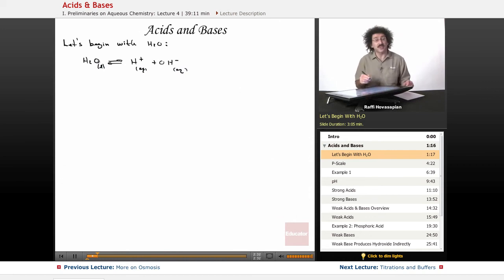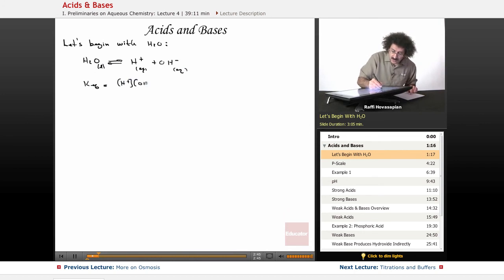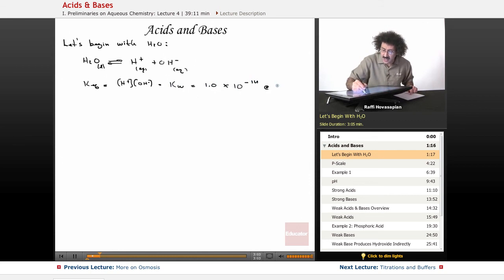And you remember, of course, when we have liquids or solids, they actually don't show up in the equilibrium expression. So in this case, our Keq is going to equal the concentration of H plus times the concentration of OH minus. But again, this is liquid, so it doesn't show up in the denominator, so that's all. Now we call this, because it's for water, we give it a special symbol, Kw. We've measured this, and it's actually equal to 1.0 times 10 to the negative 14 at 25 degrees Celsius. So at 25 degrees Celsius, this ion product constant, this dissociation constant for water, happens to be 1.0 times 10 to the negative 14. That's a very small number.